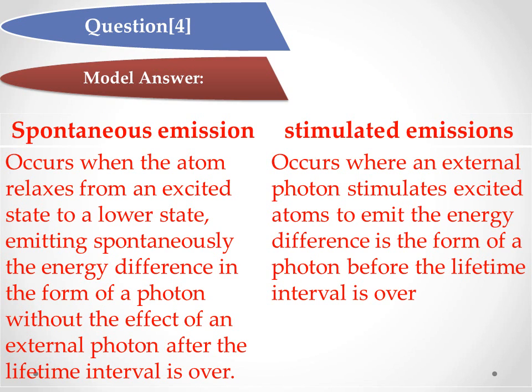Question 4. Model answer. Spontaneous emission occurs when the atom relaxes from an excited state to a lower state, emitting spontaneously the energy difference in the form of a photon without the effect of an external photon after the lifetime interval is over. Stimulated emission occurs where an external photon stimulates excited atoms to emit the energy difference in the form of a photon before the lifetime interval is over.